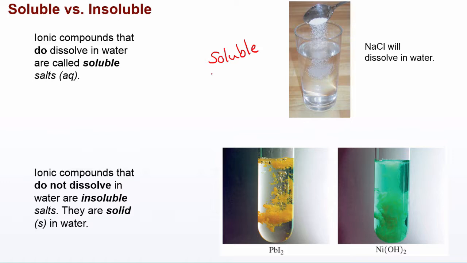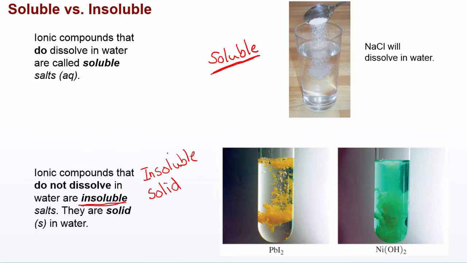So this is an important word. Soluble means that it's dissolved. Okay, so now go on to ionic compounds that do not dissolve in water. So that means that they are insoluble. Okay, so these words get a little bit confusing. Insoluble actually means that it's going to be a solid in water.